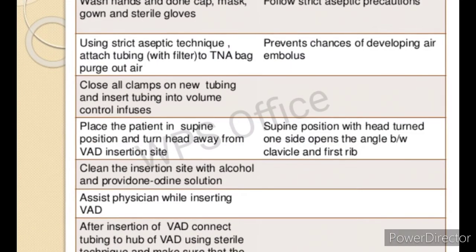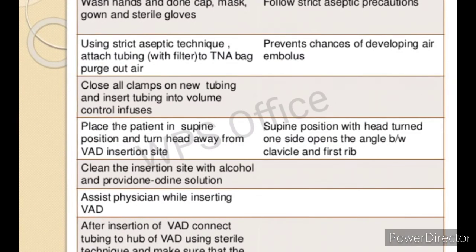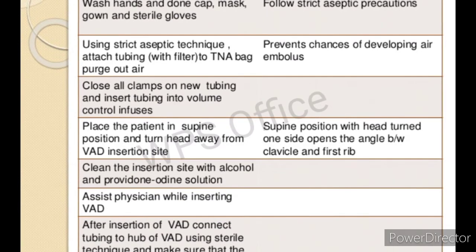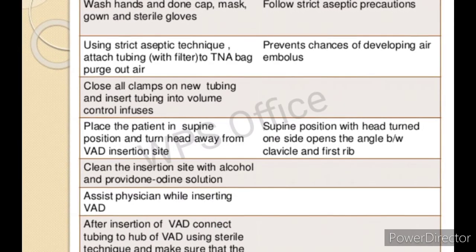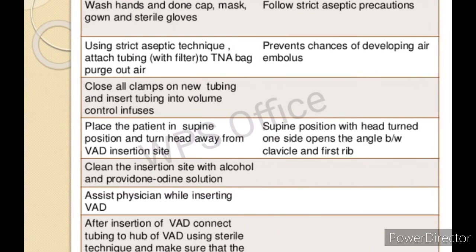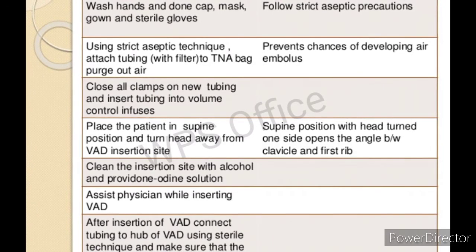Then wash hands, and put on cap, mask, gown, and sterile gloves. We should all put this on to follow the aseptic precautions.